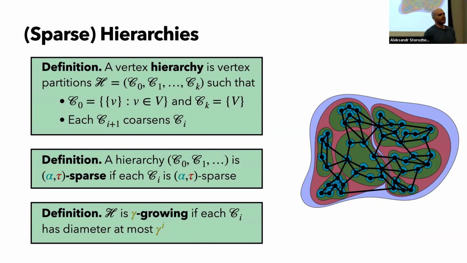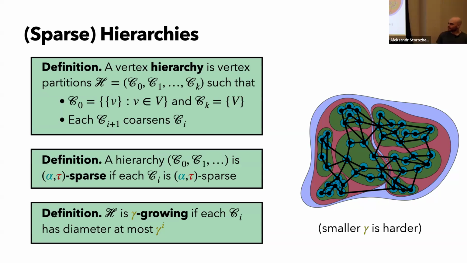And in particular, if you think of gamma as a constant or something like that, it prevents you from making the first level of your hierarchy have diameter 0, and the last level have diameter something huge, the diameter of the graph. The second level, when you go one level up, is only allowed to have diameter at most gamma squared. Okay, so if gamma is small, then you can't just do this big jump from trivial partition to trivial partition. And you should think of smaller gamma as harder to achieve and more interesting as far as the hierarchy is concerned.